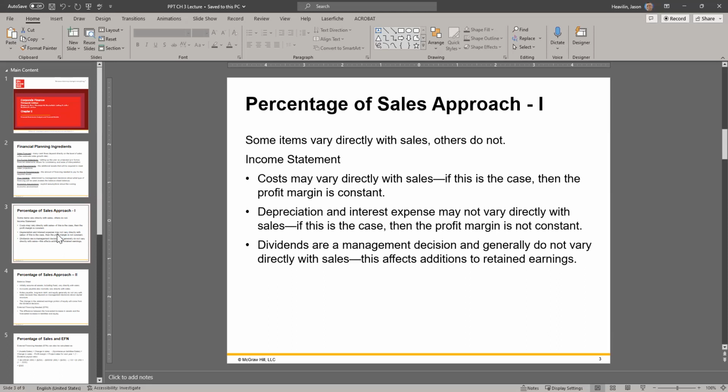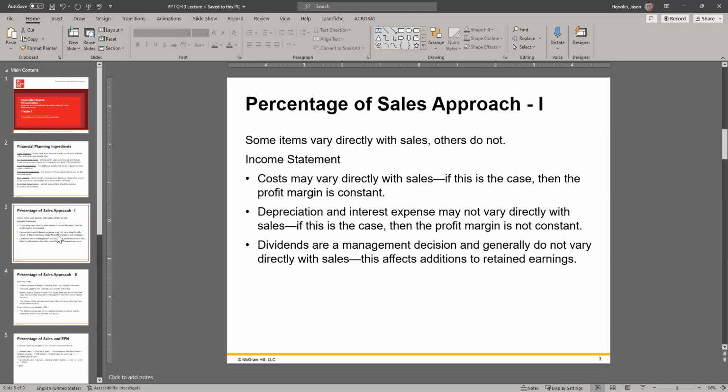But it's important to understand that not every line item in the income statement can be directly related to sales, like depreciation may not. So here we have a couple of bullets giving you a few examples. Costs may vary directly with sales. If this is the case and the profit margin is constant, that's the example I mentioned: if sales go up by 10% and your costs are directly linked to sales, then they'll go up by 10%. Your profit margin stays the same, but you're still making more money. It's just that the margin stays the same.